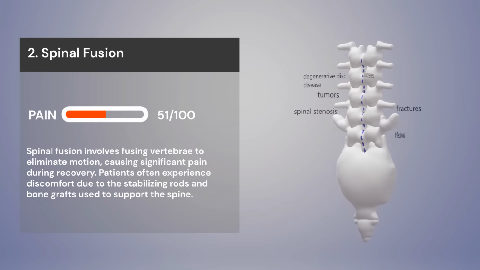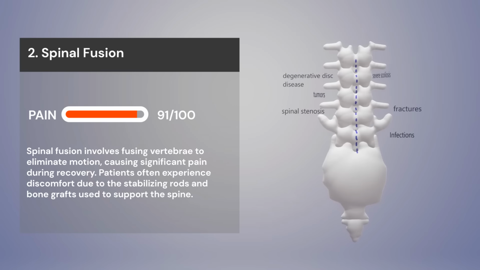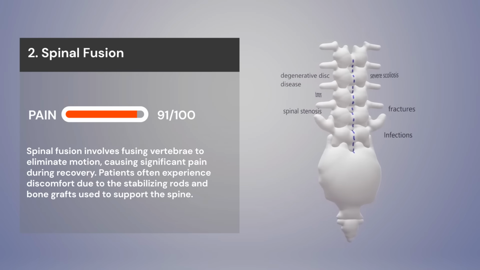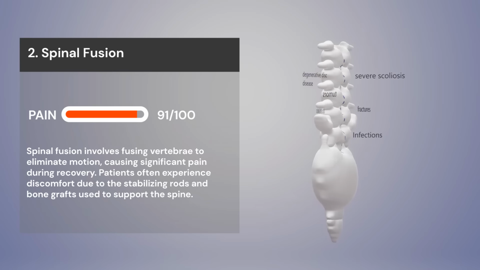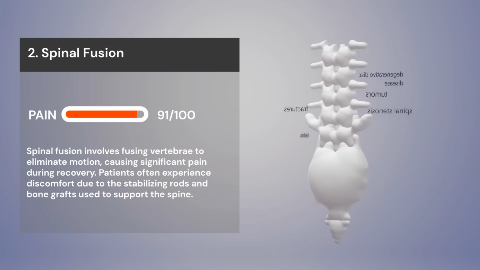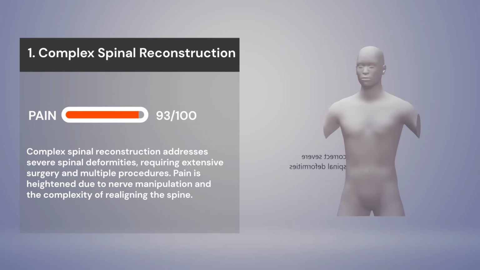Number 2. Spinal fusion. Spinal fusion surgery involves permanently joining 2 or more vertebrae to stabilize the spine and reduce pain caused by spinal instability or deformity. While beneficial for improving spinal alignment and relieving symptoms, spinal fusion is a complex procedure associated with significant pain during recovery.